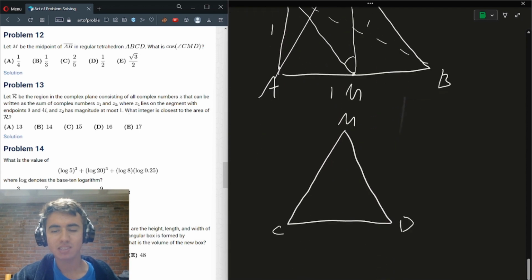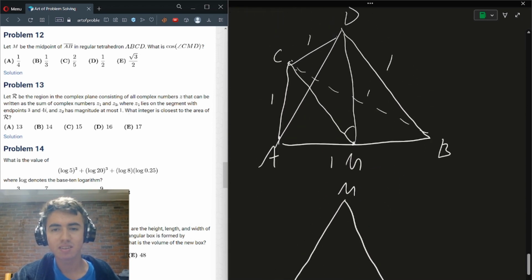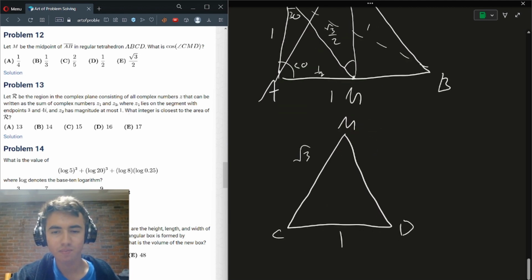MCD. So we have CD is equal to 1. Now, we know that ABC is an equilateral triangle, like all the faces. So we know these angles are going to be 60 and 30, since ACM is half of ACB, and we see it's a 30, 60, 90 triangle. So this part is 1/2, this is 1/2, this is square root of 3 over 2. That is, CM is square root of 3 over 2.